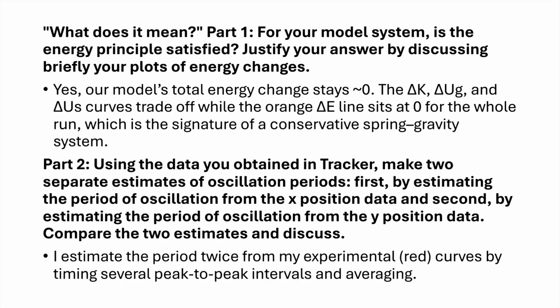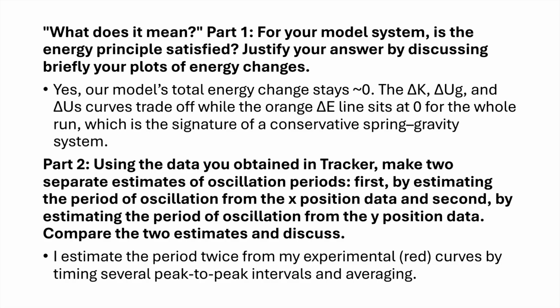The change in kinetic energy, change in gravitational potential, and change in spring potential energy curves trade off, while the orange change in energy line sits at 0 for the whole run, which is the signature of a conservative spring gravity system. Part 2 of what does it mean is using the data you obtained in tracker, make two separate estimates of oscillation periods. First, by estimating the period of oscillation from the X position data, and second by estimating the period of oscillation from the y position data. Compare the two estimates and discuss.